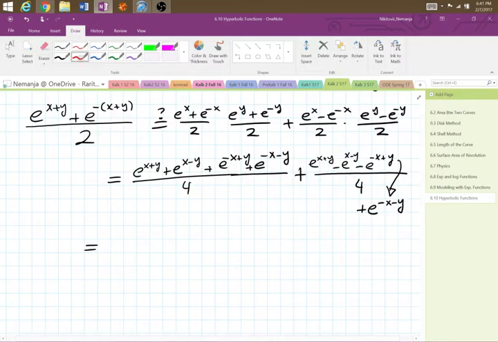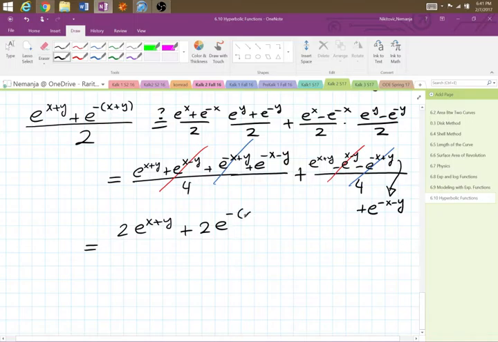So these terms die. And in blue, these terms die. What's left? The first and the second term create 2e to the x plus y plus 2e to the minus, and then I'll factor out minus over 4, which is exactly what we need.